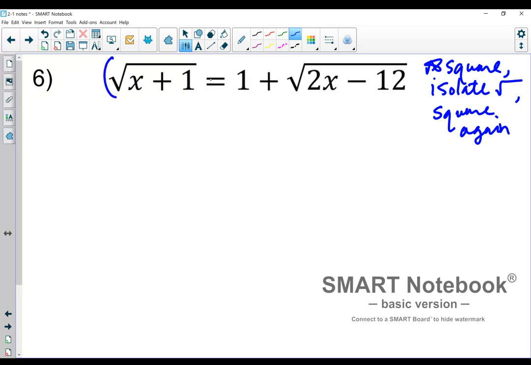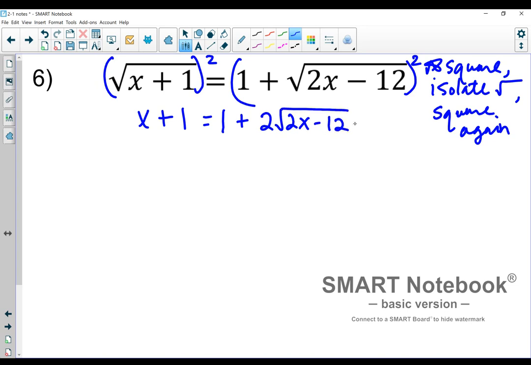So when I square on the left, it's pretty easy. When I square on the right, it's going to be a little more complicated. So when I square on the left, I'll just have an x plus 1. But on the right, I've got a binomial to multiply out. So 1 squared would be 1. And then my middle terms, I multiply and double. So 1 times that square root, but then double will be 2 times the square root. And then plus my last term will be the square root squared. So just 2x minus 12.